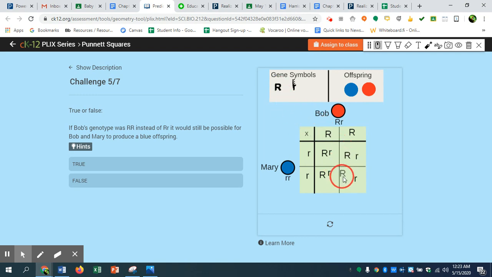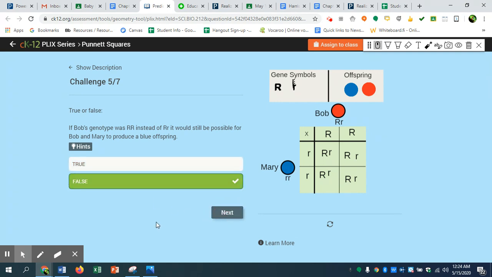Bing. Ding. All right. So now it says, is it still possible for them to have a blue offspring? Capital R, lowercase r. And that answer is false. They cannot have a blue offspring. There's no way. This is going back to the Mendel question. All their offspring are going to be carriers for blue, but 100% of their offspring, no matter how many offspring they have, they can have a gazillion offspring, they're all going to be red, but carriers for blue.